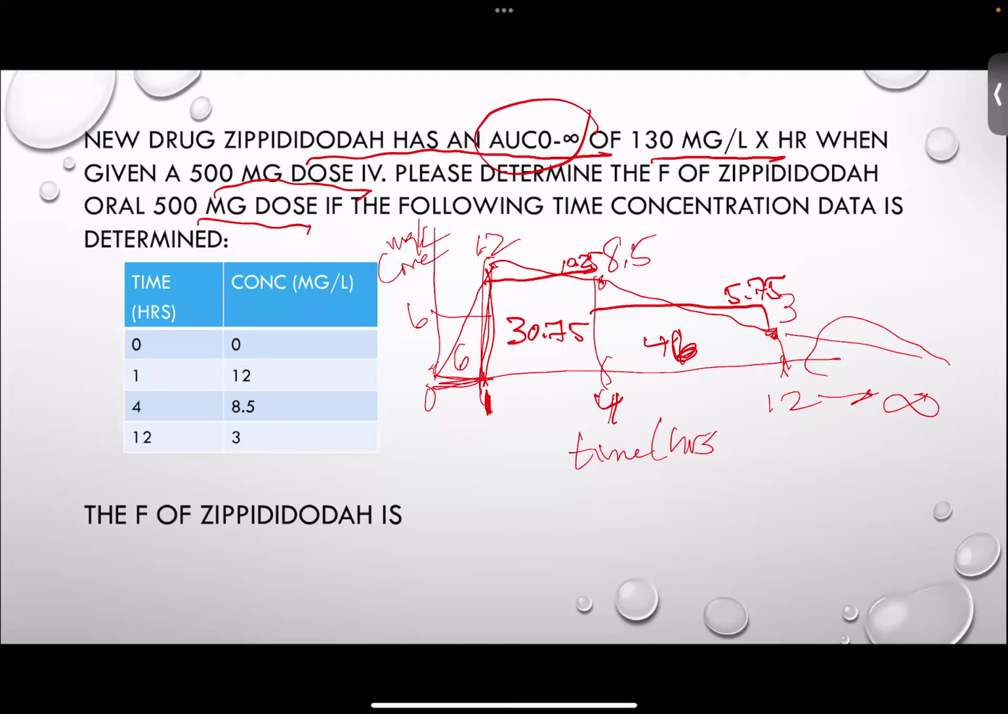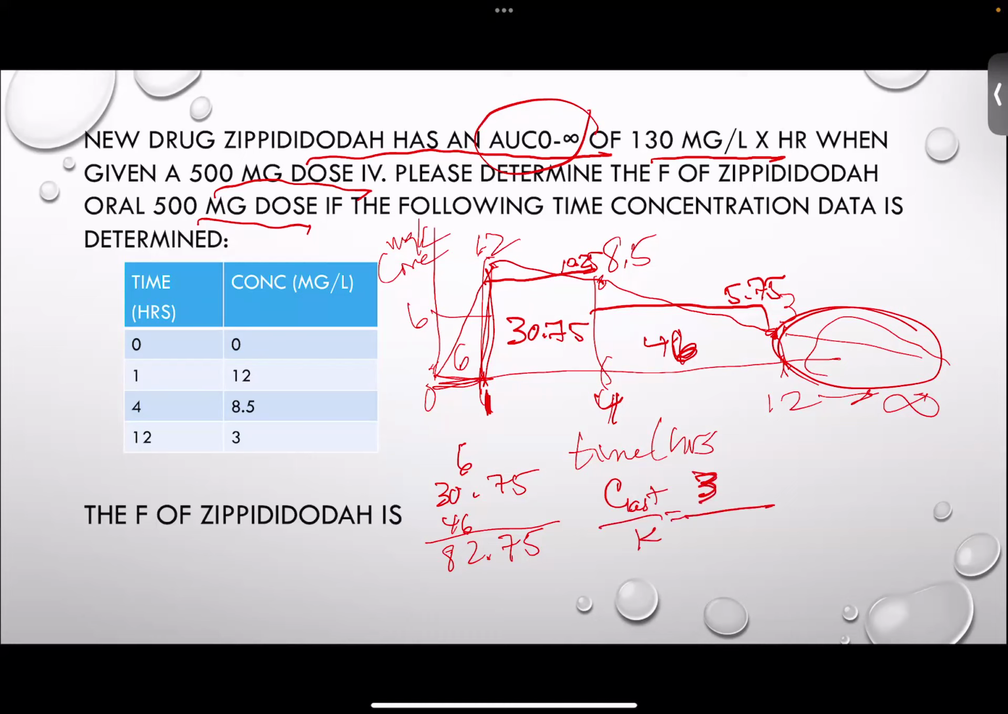So our area under the curve for these three rectangles is 6 plus 30.75 plus 46. So we've got 75, 2, carry the 1. That's 82.75, but we still have to figure out our area from our last measured concentration to infinity. And that's going to be our last concentration, which is 3. It's C last over K, isn't it? So 3 over, we have to figure out K.